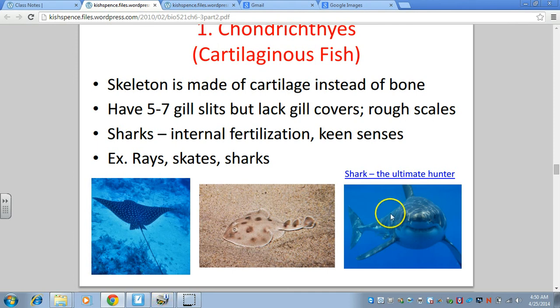Some unique features: they have a lateral line, and so do most of the Osteichthyes fish, but the lateral line is a special sensory function, and it gives them the ability to detect motion and movement in the water.